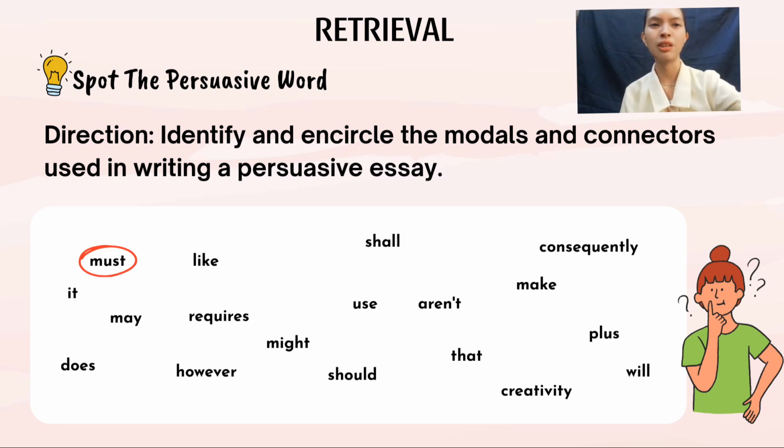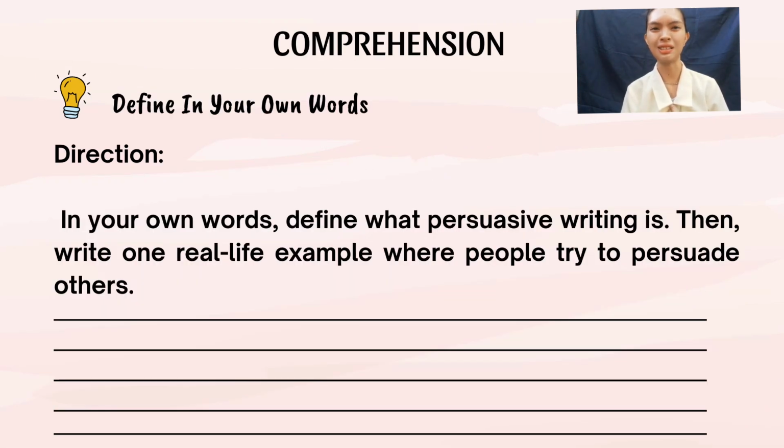So my activity here is that students are simply identifying and encircling modals like should, must, can, and connectors like because, therefore, however. So this is just a basic recall task for them. It doesn't ask students to explain or analyze, only to recognize what they already know. It is easy to recall because these are words that may strengthen persuasion. For example, here I encircle the word must. So that is the recalling activity.